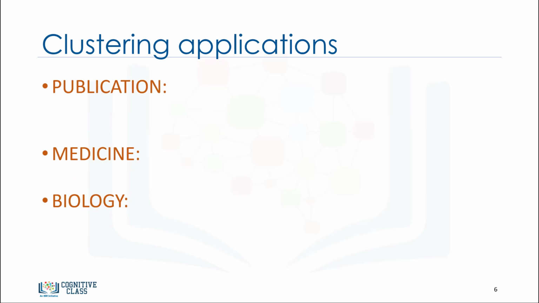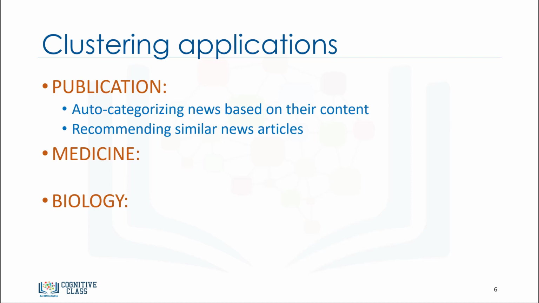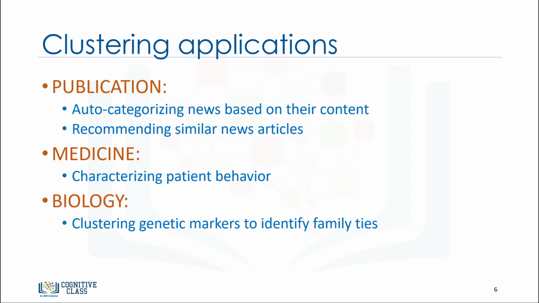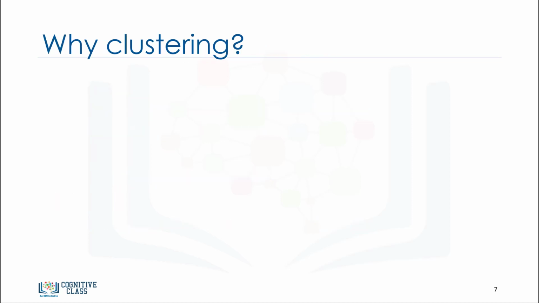In publication media, clustering is used to auto-categorize news based on its content, or to tag news, then cluster it so as to recommend similar news articles to readers. In medicine, it can be used to characterize patient behavior based on their similar characteristics, so as to identify successful medical therapies for different illnesses. Or in biology, clustering is used to group genes with similar expression patterns or to cluster genetic markers to identify family ties.